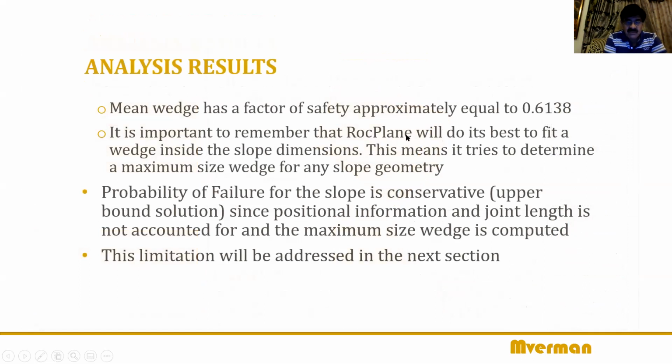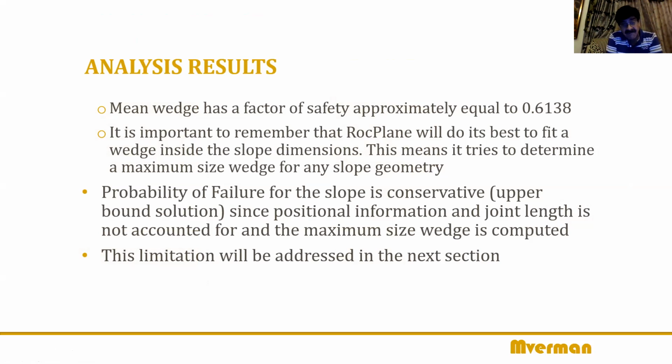Now, this is about the mean wedge. As you just saw, the factor of safety for the mean wedge is 0.6138. Now it is important that RocPlane, the software, tries its best to fit the wedge inside the slope dimensions we specified, the slope angle, upper slope, the height, etc. So it will try its best to fit the wedge there, which means RocPlane tries to determine a maximum size wedge for any slope geometry. For this slope geometry which the user has specified, what is the maximum possible size of the wedge?